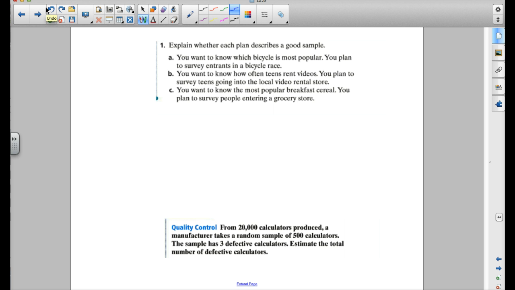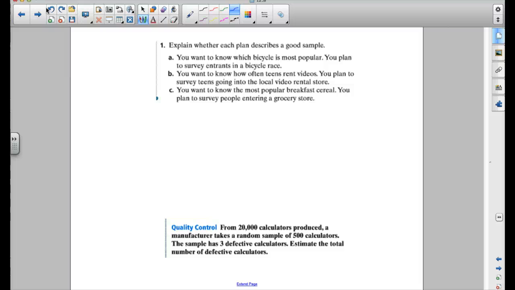Explain whether each plan describes a good sample. You want to know which bicycle is most popular. You plan to survey entrants at a bicycle race. Now that probably wouldn't be a good example either, because if you're surveying the people at a bicycle race, they probably like their bikes. They probably have more expensive bikes than the average person, so you're not getting a random sample.